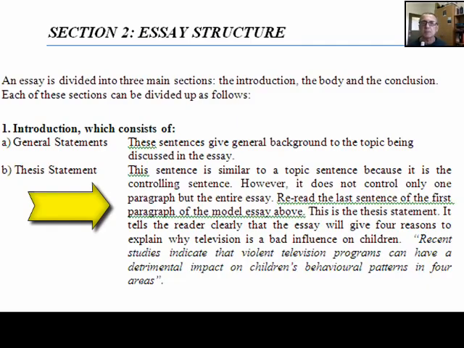And the thesis statement is a highly focused sentence which is similar to a topic sentence because it's the controlling sentence. However, it does not control only one paragraph, it controls the entire essay. So reread the last sentence of the first paragraph of the model essay before, if you have time. This is the thesis statement. So what we're saying here is, in the introduction paragraph, the thesis statement is usually the last sentence. We call it a statement because sometimes it can be more than one sentence.